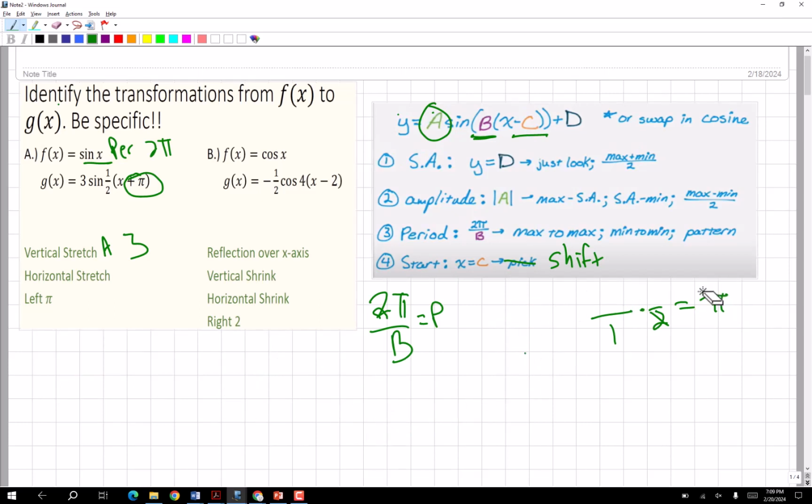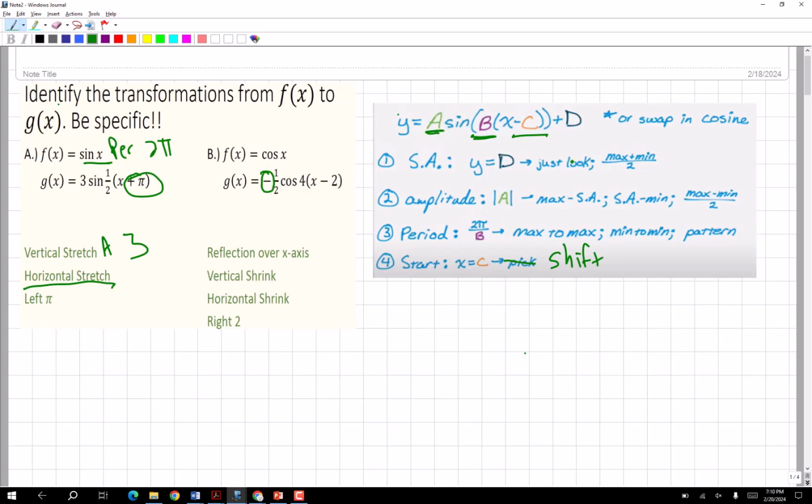So let's take a look at the next one. I want to look at that horizontal stretch too. Reflection over the x-axis. This negative right here tells me there's a reflection over the x-axis. Again, the number in front of sine or cosine tells me A, which is the amplitude. So that's my vertical shrink. Why? Because it's a half.